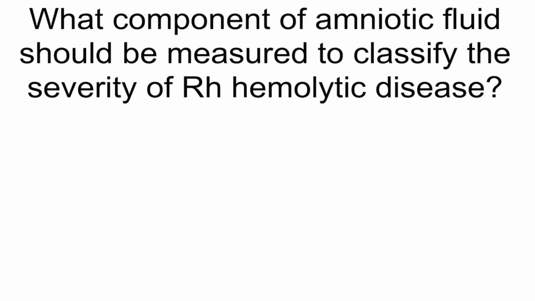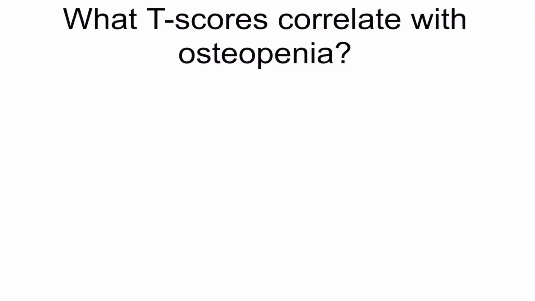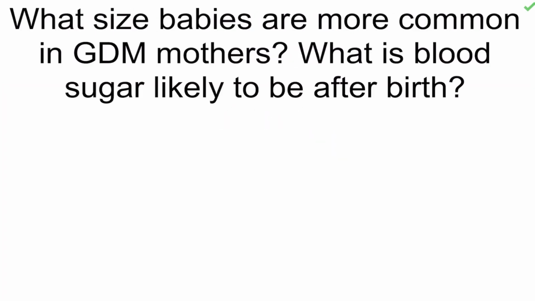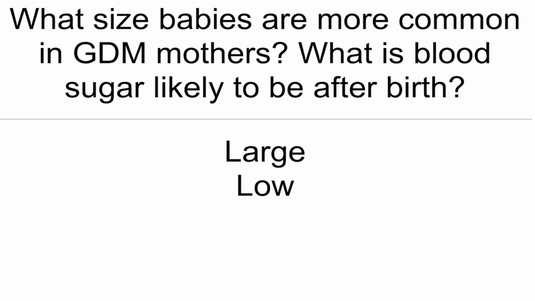What component of amniotic fluid should be measured to classify the severity of Rh hemolytic disease? Bilirubin. What T-scores correlate with osteopenia? -1.0 to -2.5. What size babies are more common in gestational diabetic moms? And what is the blood sugar likely to be after birth? Large, and the blood sugar is likely to be low after birth.